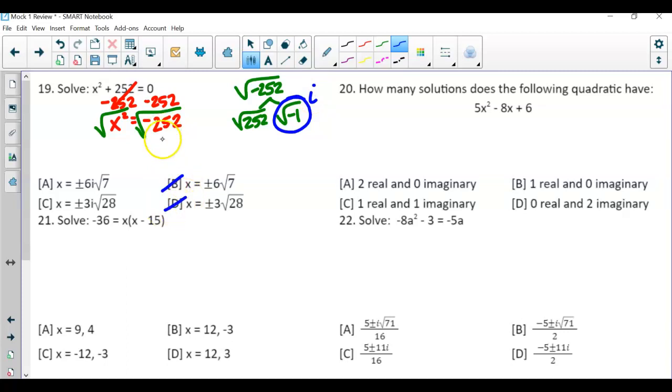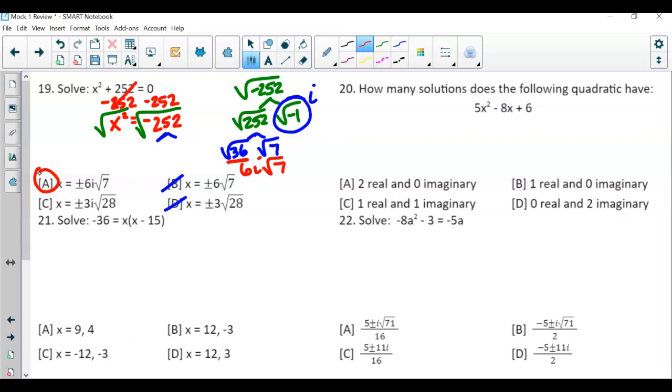So here, when we simplify this, the largest perfect square factor is 36. 36 times 7. Then what is the square root of 36? 6. So 6, but i, radical 7. So that's why the answer here is A.